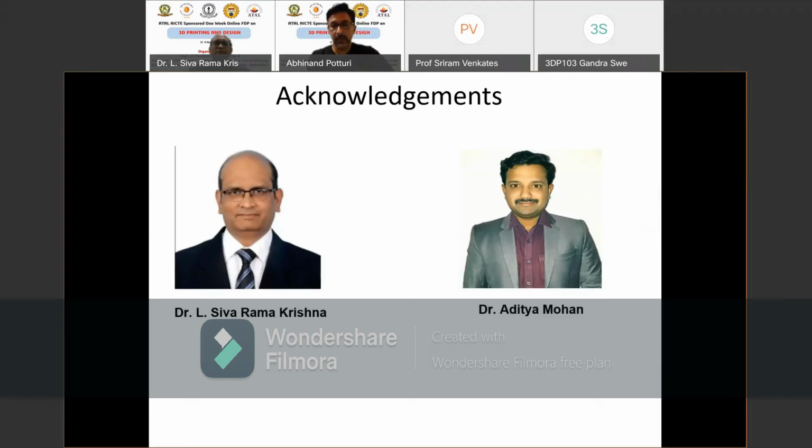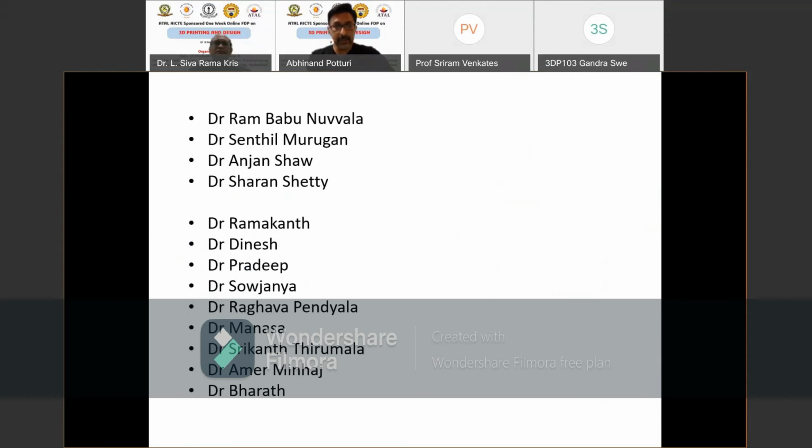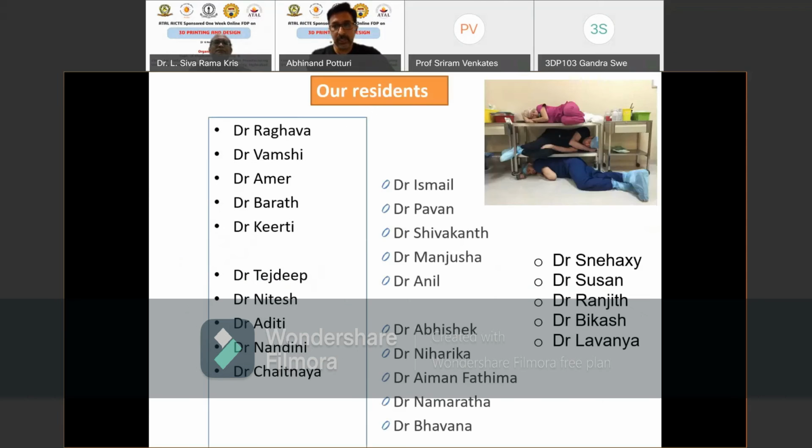We work on some cases together with Dr. Aditya Mohan. And these are all other team members and our postgraduates who work day and night in the operatory without any rest, without food, 8-hour, 10-hour, 12-hour surgeries at a stretch. Without their contribution, these surgeries and these kinds of procedures would not have been possible. So thanks to all of them, and all our residents and our postgraduates.